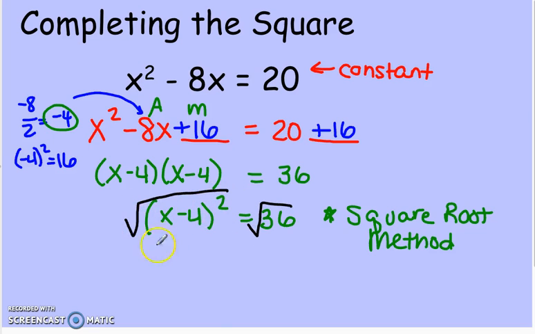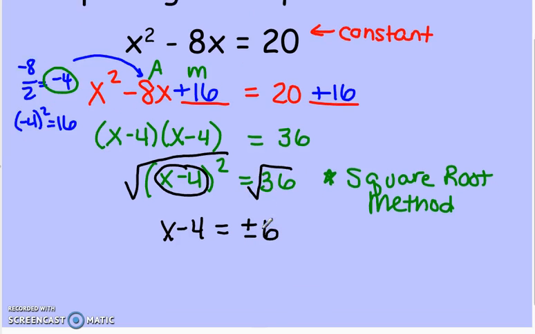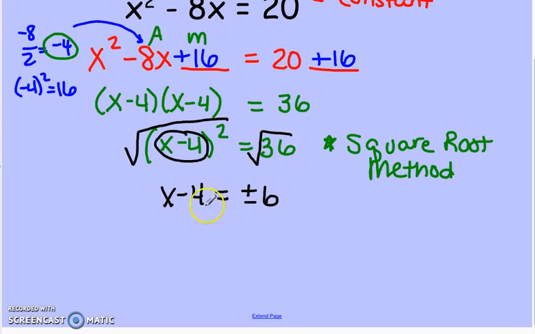Remember, the square root cancels out the exponent and this binomial stays as x minus 4 equals the square root of 36, which, as you know, is 6, but don't forget it's plus or minus 6. Okay, and so the next thing we can do, because these are whole numbers, is split this up into two separate equations: x minus 4 equals positive 6, and x minus 4 equals negative 6.